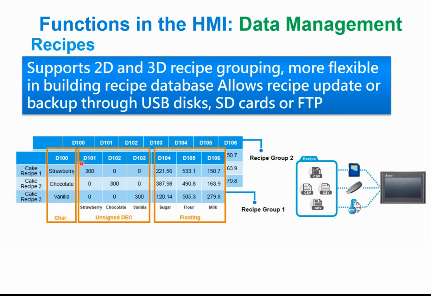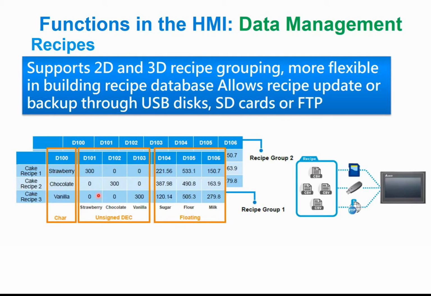This recipe value will be updated and fed to your controller from the HMI. Maybe the second recipe is a chocolate cake, recipe 2. How many strawberry are you going to use? 0. How many chocolate? It's 300 grams of chocolate. Vanilla, how many? 0. So you set up the recipe for this, and the HMI will feed it to your controller. What happens is that you make different products from one same machine.